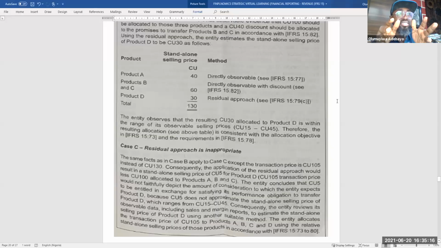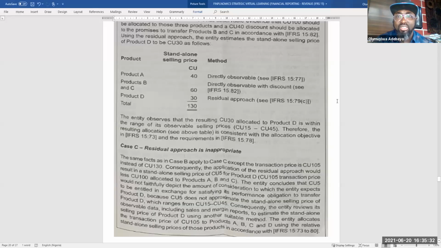Now the question is, that is the price they sell, $210, and people still buy. The question then is, how do we allocate the premium or surplus when we are allocating the transaction price?